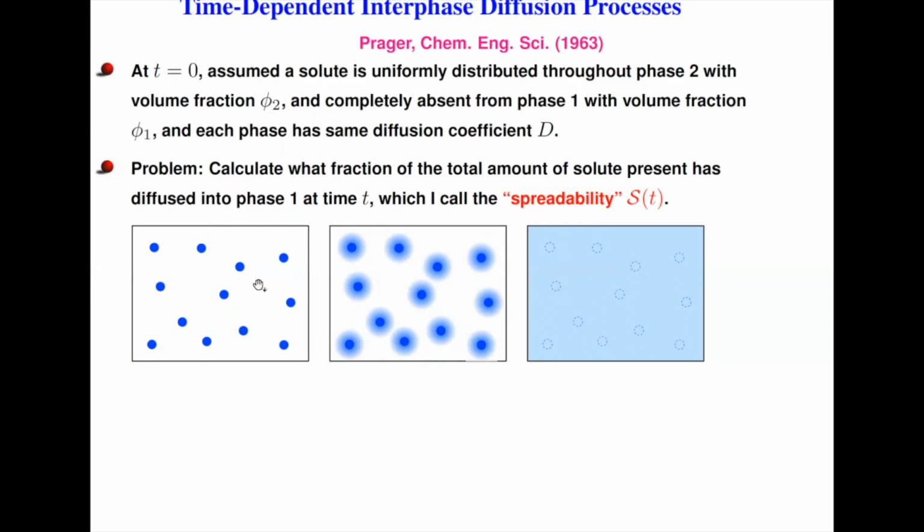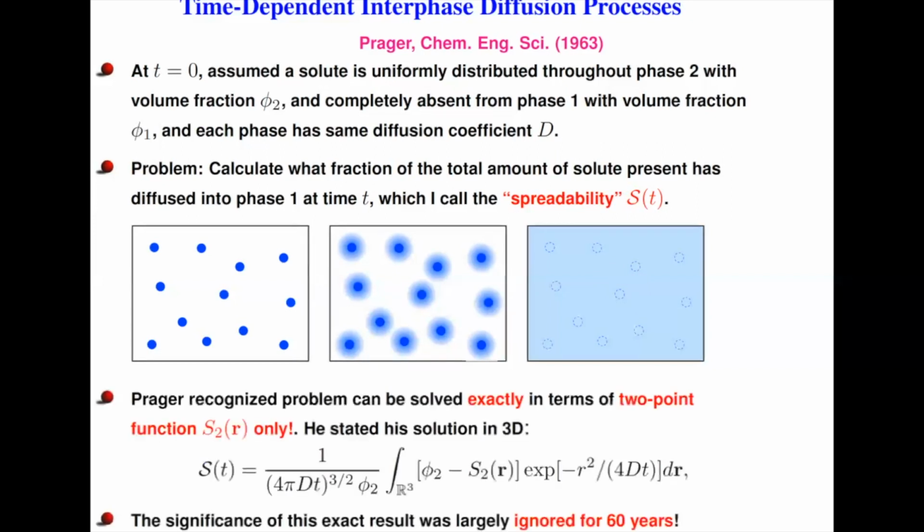I have a two-phase system, okay? And I imagine that I have some solute particles that start out initially all in one particular phase. I'm going to call this the particle phase. This is just a cartoon. And it's completely absent from the other phase at time equal to 0. Then I release the diffusing particles, and I watch how that solute species diffuses into the other phase. What I'm interested in is the fraction of the total amount of solute present that has diffused into phase 1 at time t. I'm going to call that the spreadability, script S of t. And of course, at infinite time, the diffusing species uniformly fills the entire system.